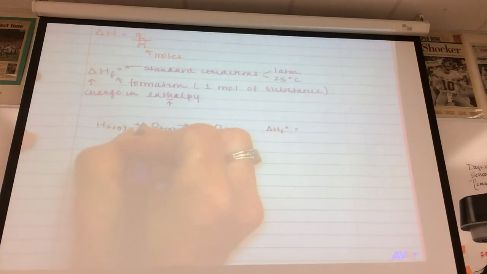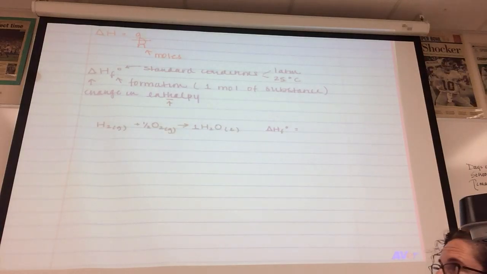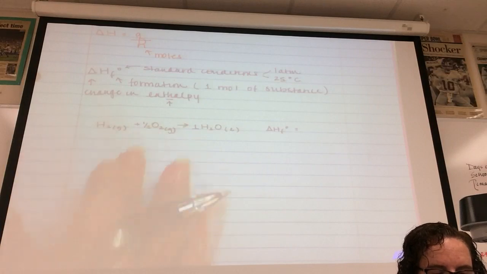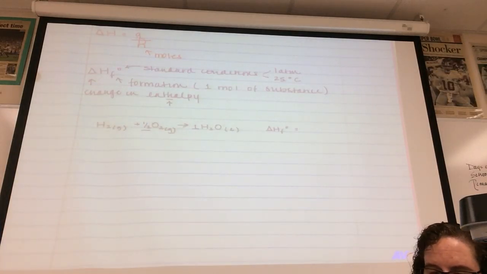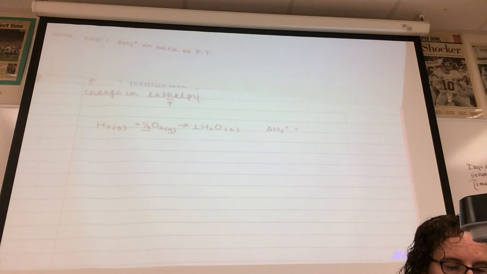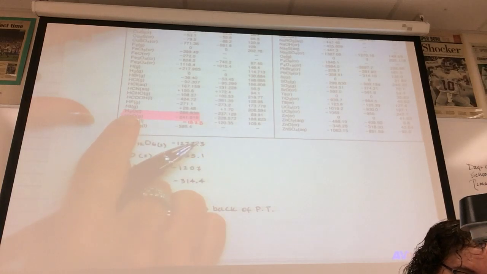And so in this instance, you've got a coefficient of 1/2 before the oxygen gas. I won't ask you to do that. I just want you to see that you can have coefficients that are fractions in this instance. If I look at this table, I can grab my delta H of formation. But look, water liquid, water gas.